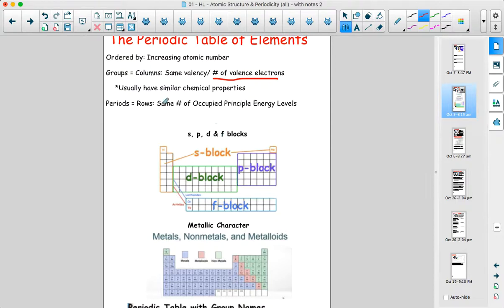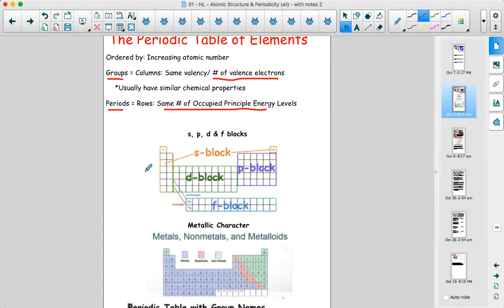The periods are the rows of the periodic table, and for elements to be in the same period, that means they have the same number of occupied principal energy levels. And so what that means is that if I tell you the period number and the group number, you should be able to locate the element.